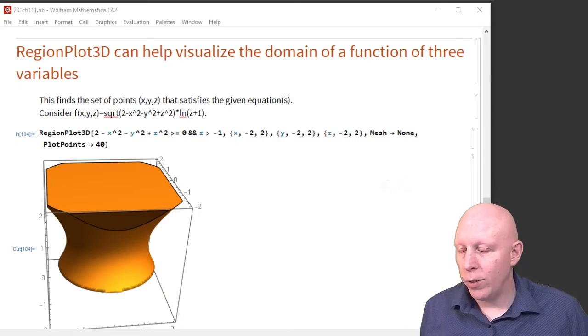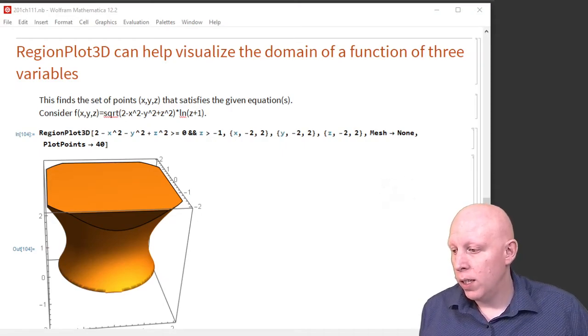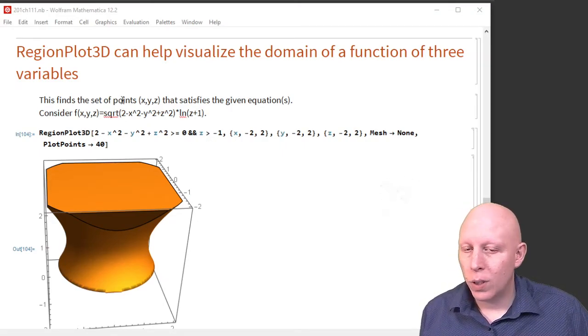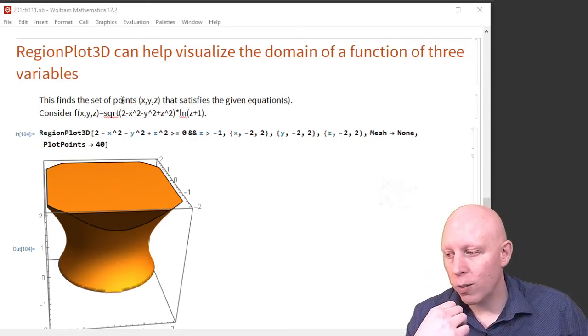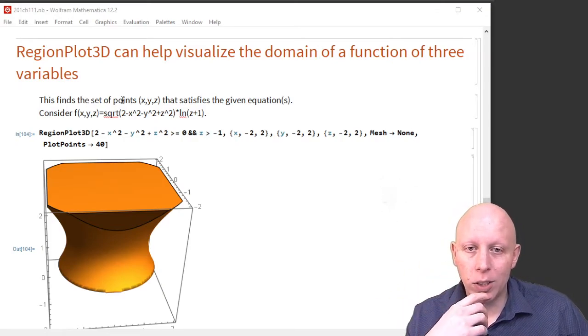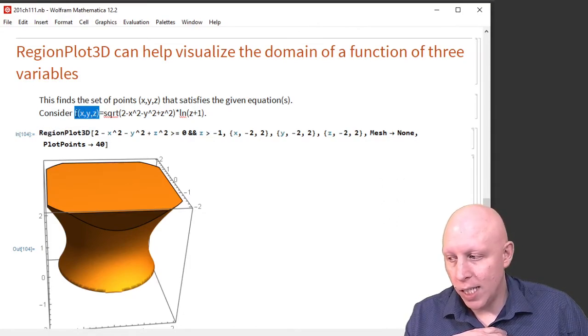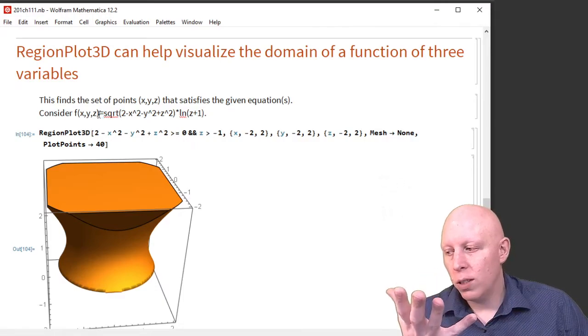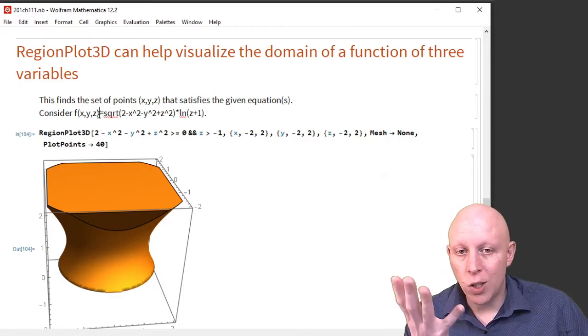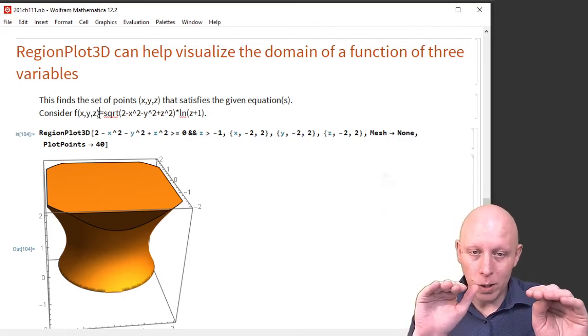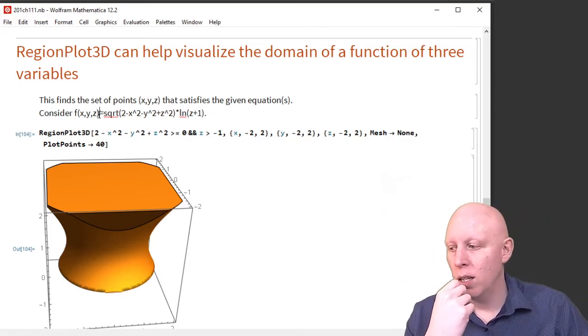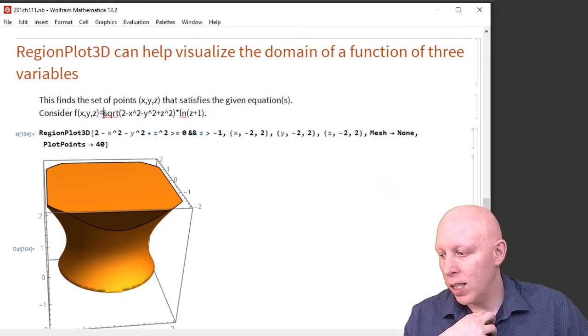All right, let's talk about how we can use Mathematica to understand functions of three variables. Just like before, when we wanted to understand the domain of a function with two variables, we used the region plot command. But now, when we're talking about functions of three variables, f of x, y, and z, the domain is not going to be a set in 2 dimensions, it's going to be a set in 3 dimensions.